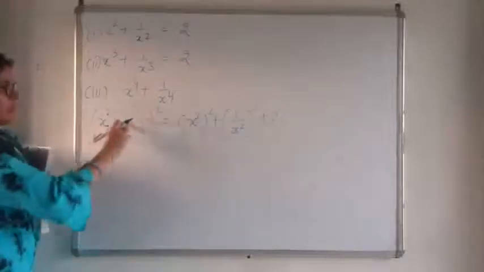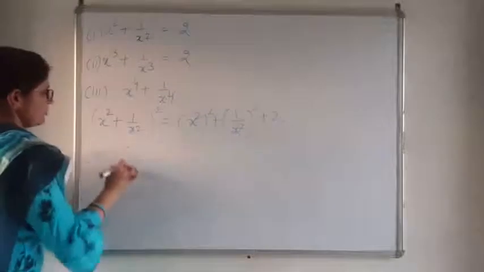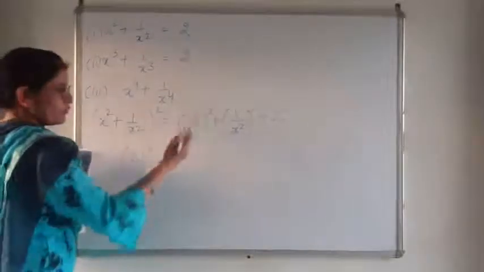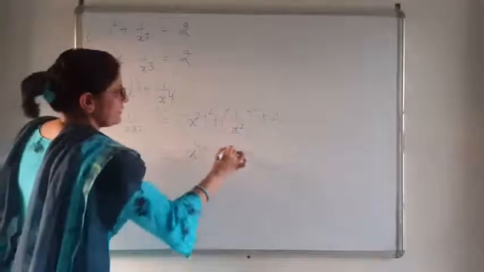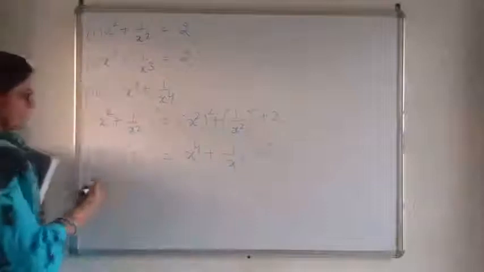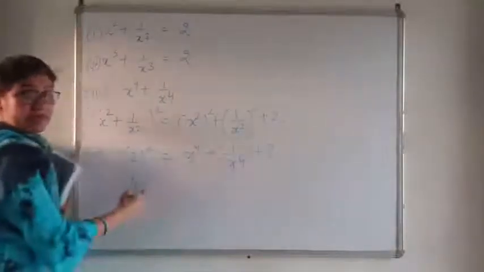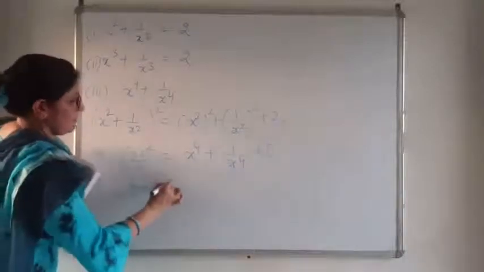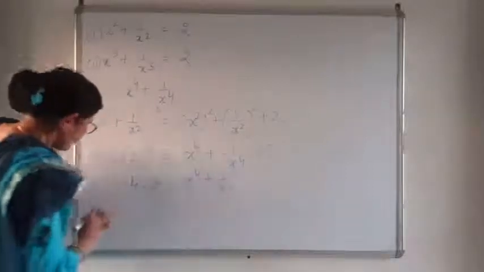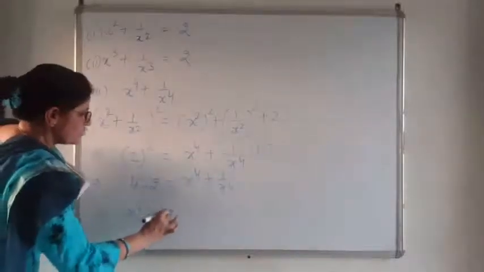The value of x square plus 1 over x square we substitute as 2. So 2 square equals, when we multiply 2 with 2 what will we get? 4. Similarly here, 1 upon x4 plus 2. Square of 2 is 4. This plus 2 will come here in minus, so x4 plus 1 over x4, the value of x4 plus 1 over x4 is 2.